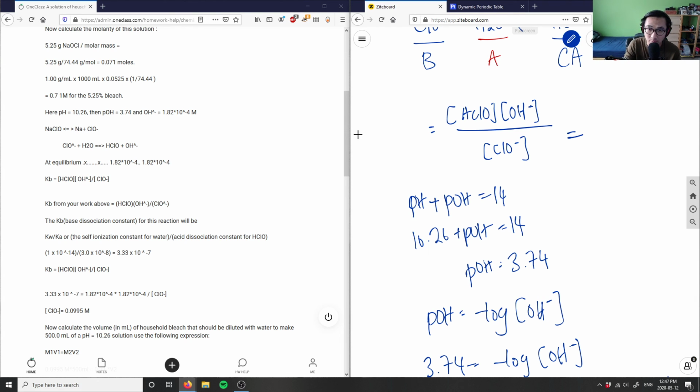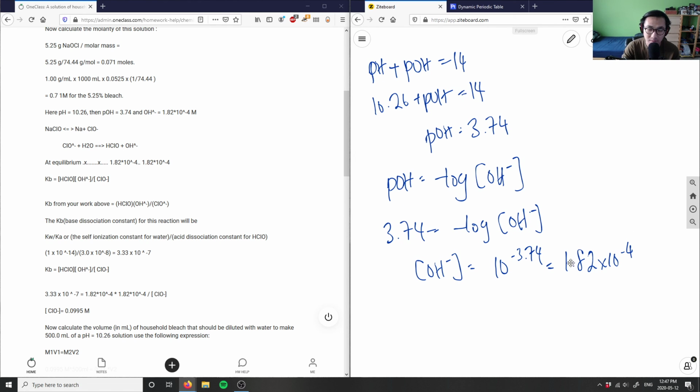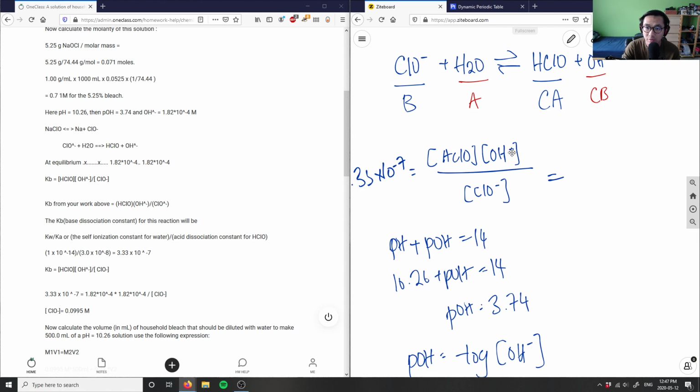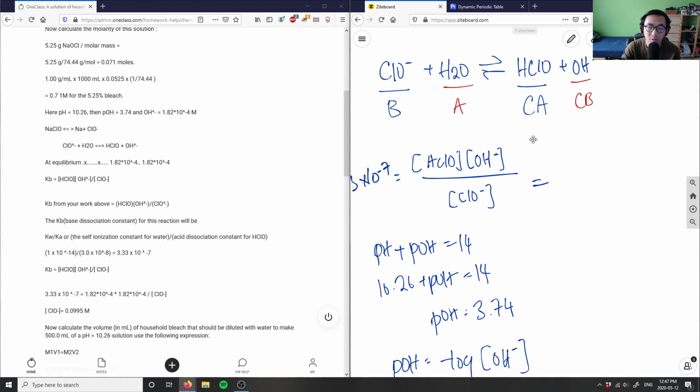So this here is 3.3 times 10 to the negative 7. And we know that both our x's here are 1.82 times 10 to the negative 4, right? So these concentrations are obviously the same, and we just don't know this one here. So what we can do is use simple algebra here, right?